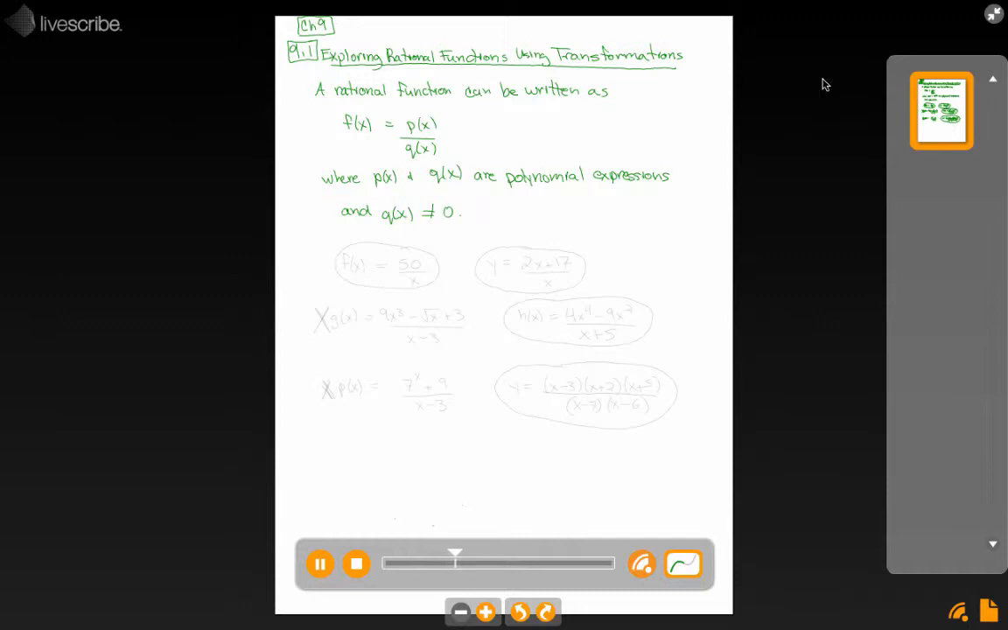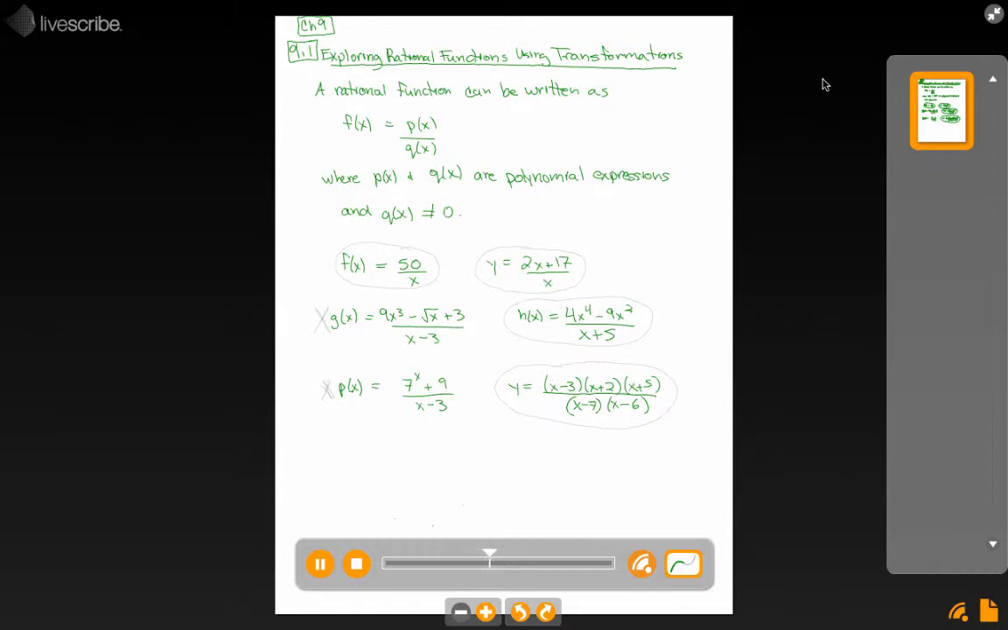So if I write down some examples here, we can choose which ones are rational expressions and which ones aren't. So here's a whole list of functions here. I've called them different things just so we can distinguish between them: f of x, y equals, g of x equals, h of x equals.